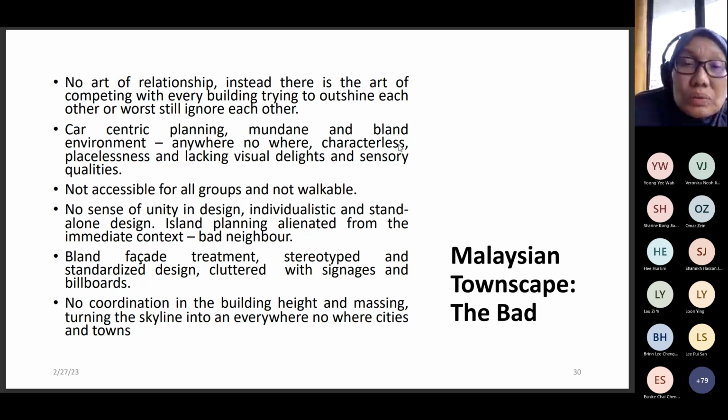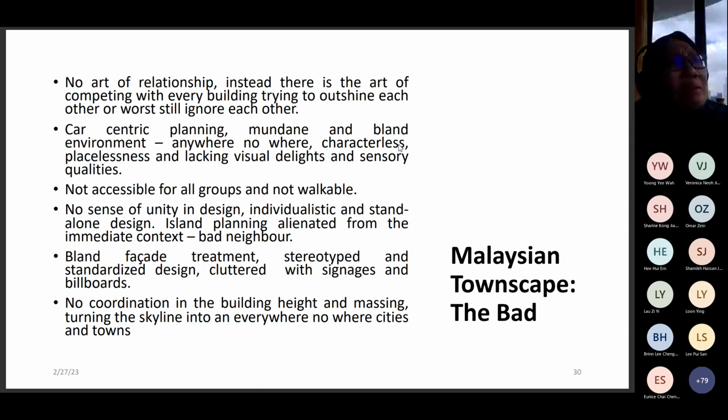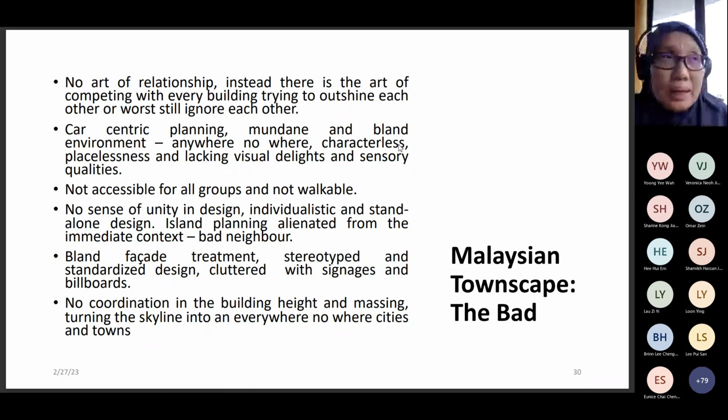Not accessible for all groups and not walkable. This is one major mistake in the way we build our cities, because we thought everybody is superhuman in Malaysia, that we don't really need to consider universal design. We don't really need to think about those who are disadvantaged, those who are handicapped and so forth. But although I'm able-bodied, I have a husband who uses a wheelchair. So now I'm very sensitive to cities and townscapes which are universally designed to accommodate people like my husband.